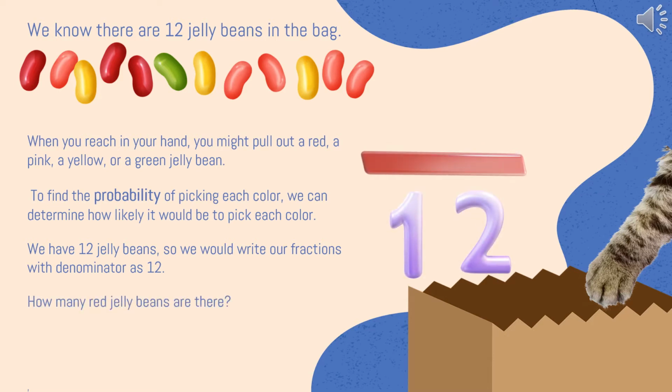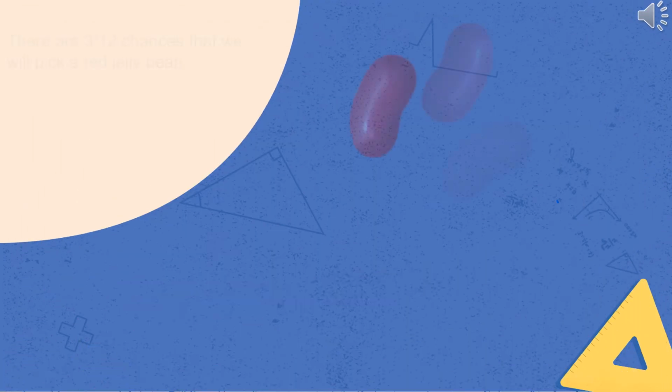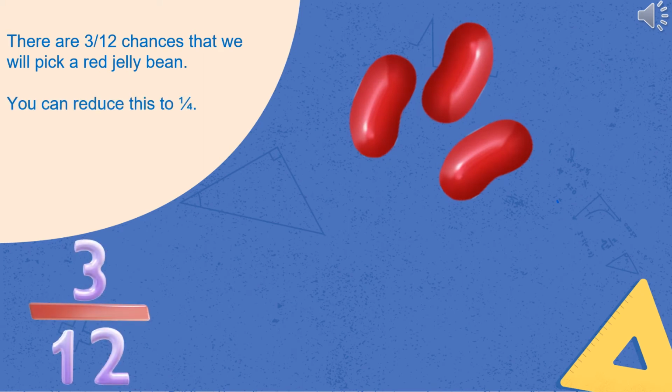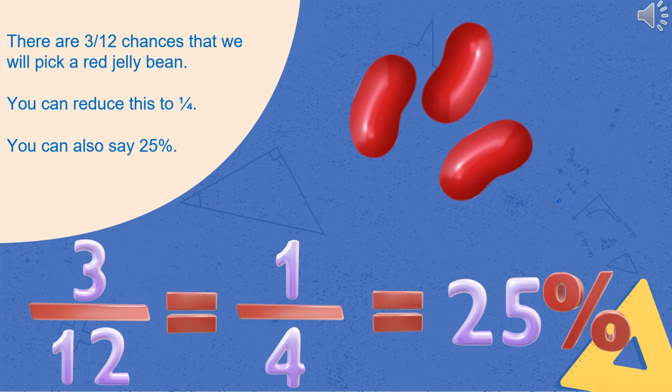How many red jelly beans are there? There are 3 red jelly beans, so you would write our numerator as 3, like this. Your fraction would be 3 over 12. The chances of picking a red jelly bean were 3 over 12. You can reduce this to 1 over 4, or you could also say 25%. The probability of picking a red jelly bean is 25%.